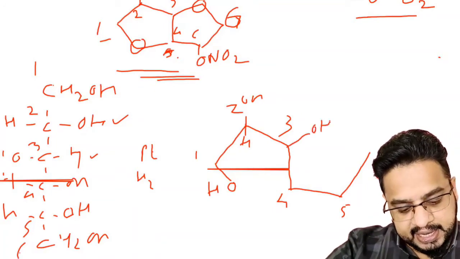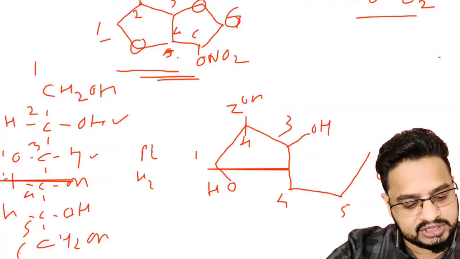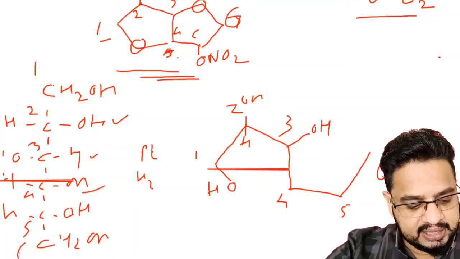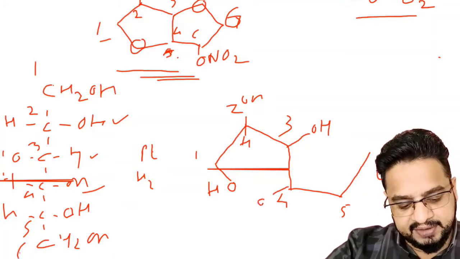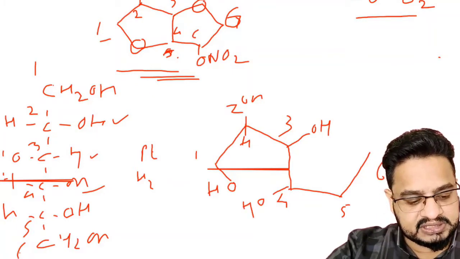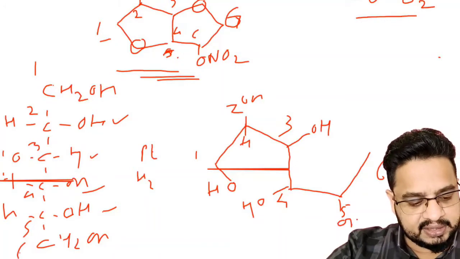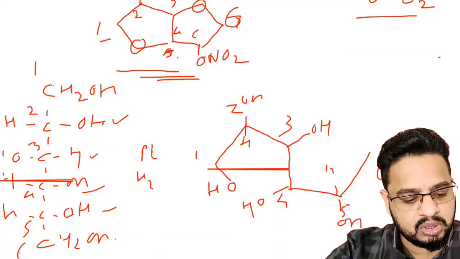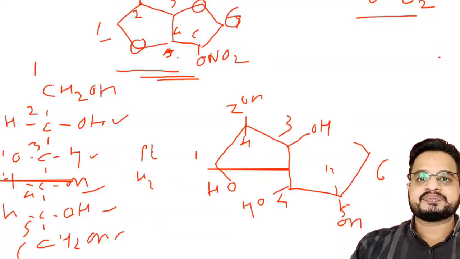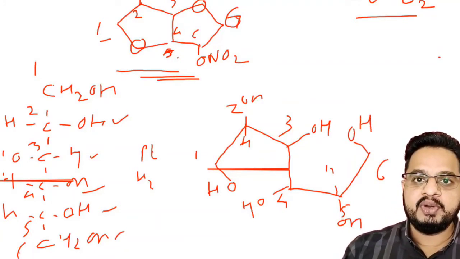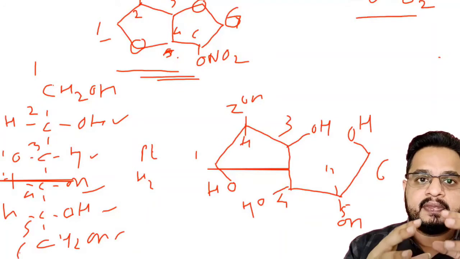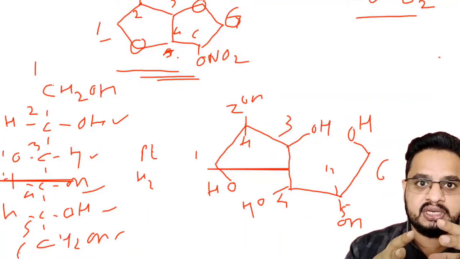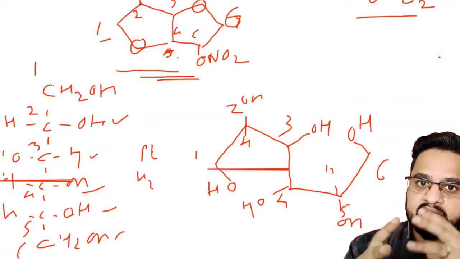Got it? Then at the fourth again CHOH. So H is here, then here it is OH. At the fifth position again it's CHOH. So this is OH and one H is present here, right? And then at the sixth position it is CH2OH. So this is CH2 and this is OH. Are you getting me? What I am doing is I am drawing the same structure and trying to convert it into the cyclic form.